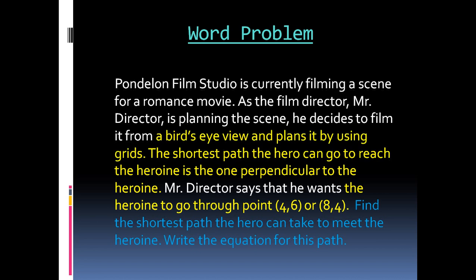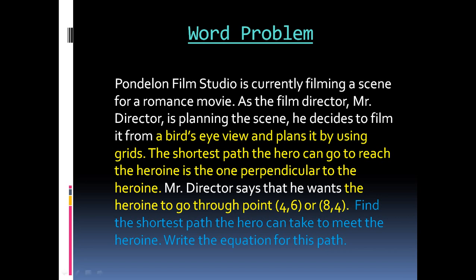Pondilon Film Studio is currently filming a scene for a romance movie. As the film director, Mr. Director, is planning the scene, he decides to film it from a bird's eye view and plans it by using grids. The shortest path the hero can go to reach the heroine is the one perpendicular to the heroine. Mr. Director says that he wants the heroine to go through point 46 or 84. Find the shortest path the hero can take to meet the hero. Write the equation for this path.